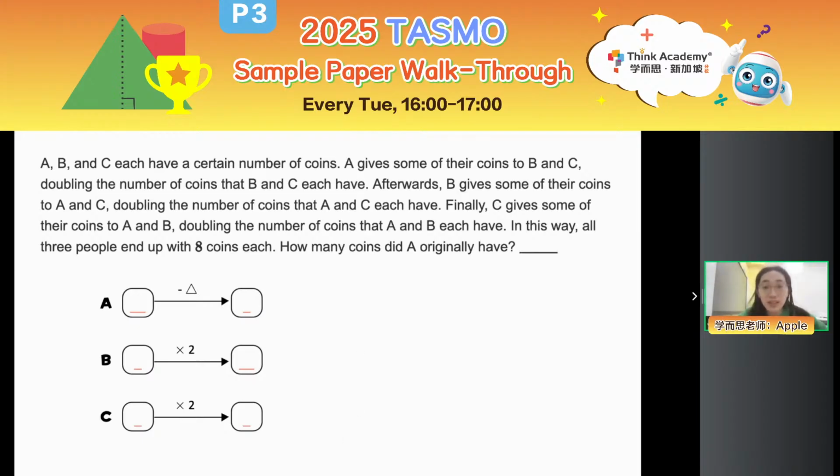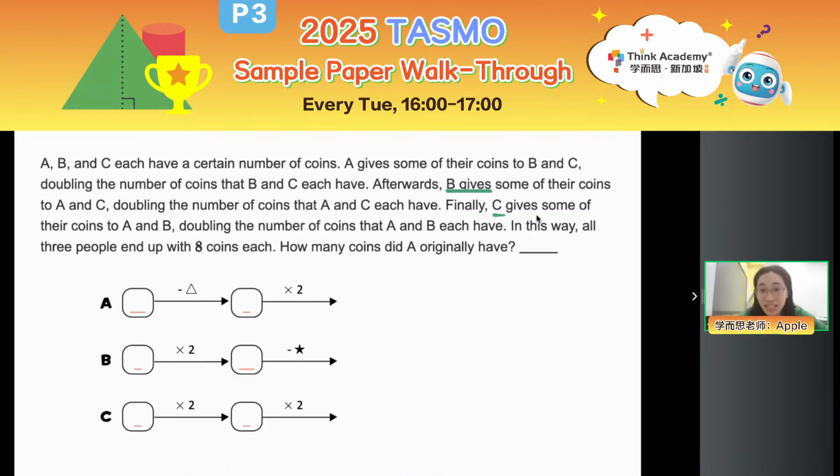Then following this for the second part, B gives some of their coins to A and C. So again, what happened to B here? Okay, B, maybe I just write it as minus a star. Well, at the same time, A and C, you can see that double.